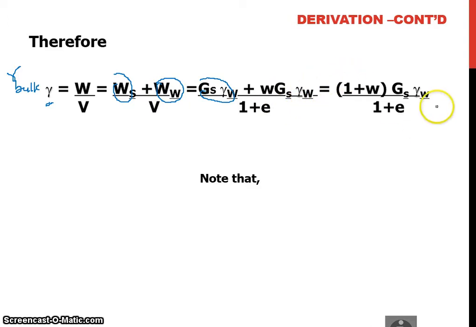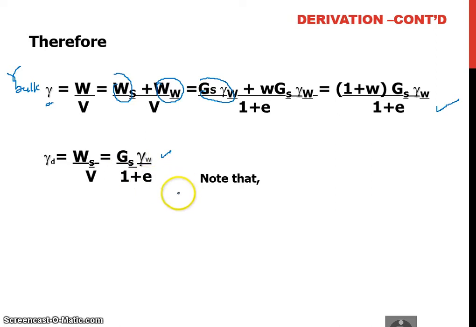So easily we can produce a new relationship for gamma bulk: 1 plus moisture content times the specific gravity times the unit weight of water, 10 kN per meter cube, divided by 1 plus e. So this is another equation. For gamma dry, gamma dry is Gs times the unit weight of water divided by 1 plus e.